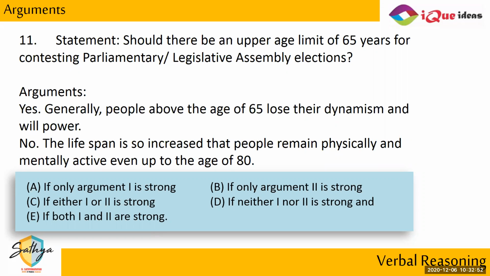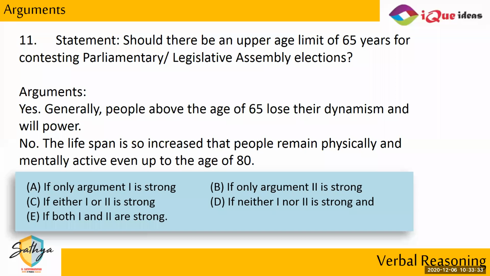Okay. Should there be an upper age limit of 65 years for contesting parliamentary, legislative assembly elections? Its first argument is yes, there should be a limit. Why? Because generally people above the age of 65 lose their dynamism and willpower. Generally is the keyword. कि हाँ, आम तौर पे 65 के ऊपर के बुड्ढे जीने की चाह, डायनामिज्म, एक्टिविटी, एक्टिव नेचर खो देते हैं. But it is not always true for all the people. Generally people, but some of them may not. So if some of the people are still active and dynamic after 65, why should I prevent them from entering parliamentary or legislative assembly elections? Just because most of the people are not there, why should I say nobody should?